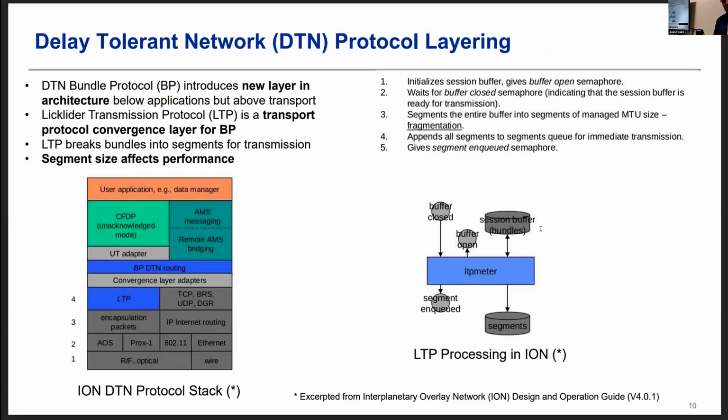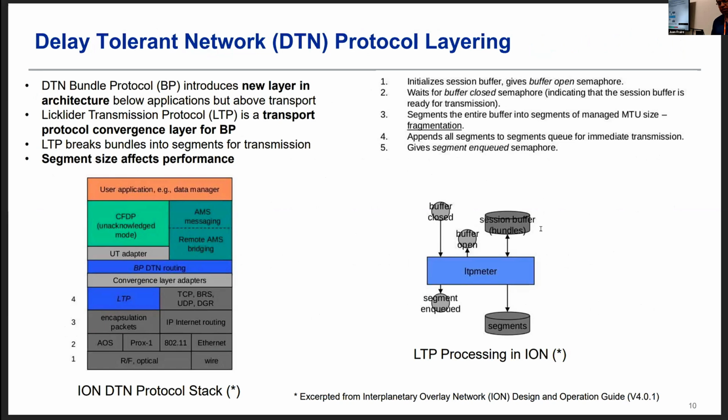Now let's consider the way the DTN protocol layering works. The DTN bundle protocol introduces a new layer in the architecture that's below the applications but above the transport protocols. And the Licklider Transmission Protocol is a transport protocol convergence layer for bundle protocol. You can see them in blue in the left-hand diagram. LTP breaks bundles into segments for transmission, and we found that segment size very much affects performance.